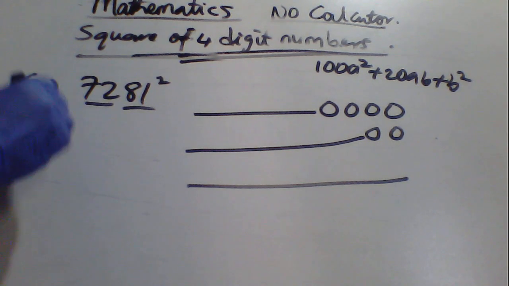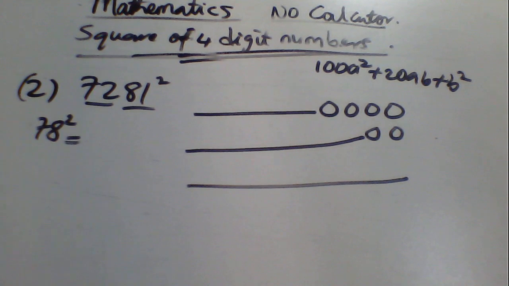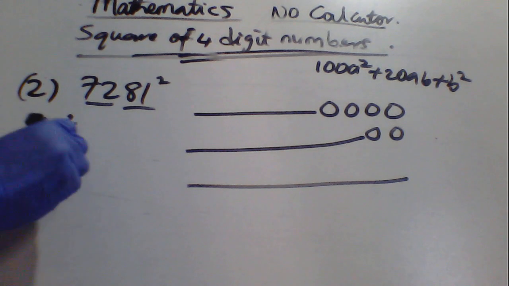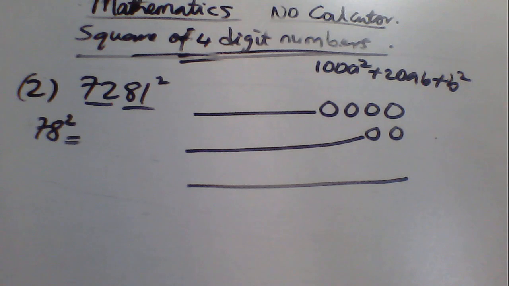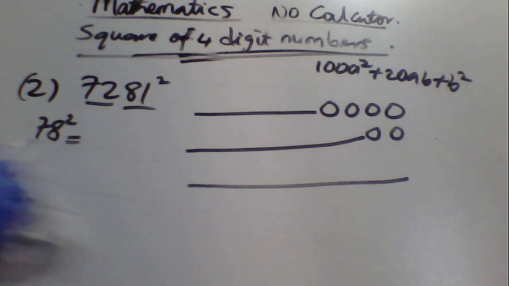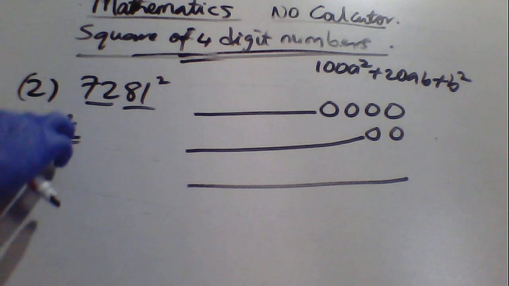Find the square of 82 using the method. Very easy. Square the first one will give us 4,900. 7 times 8 will give us 56. Sorry, using this method, we don't need to multiply by 100. It's internal multiplication. This is not 8, this is 2.